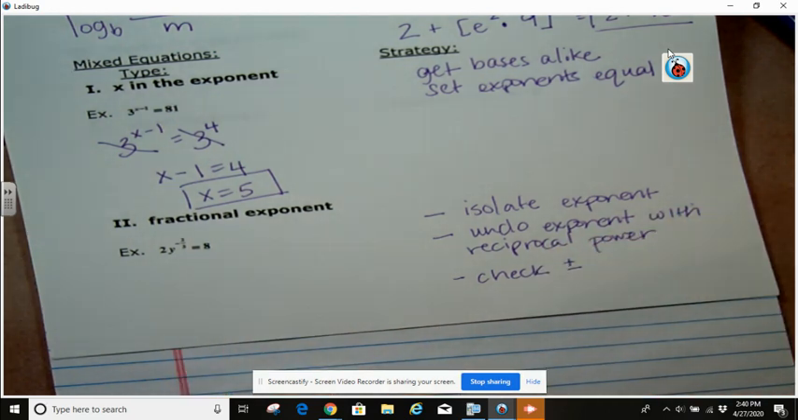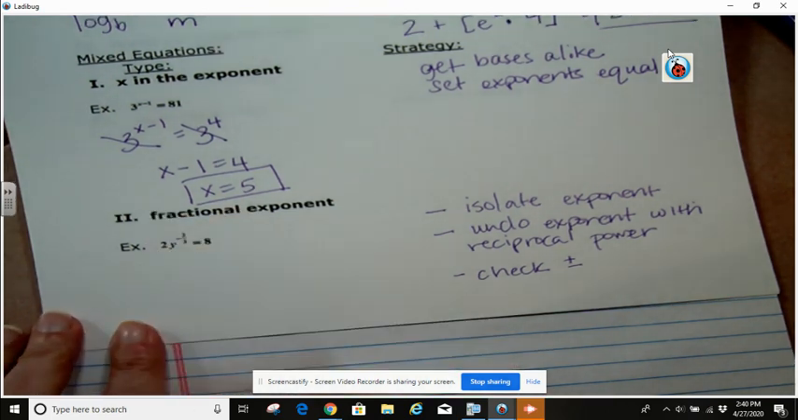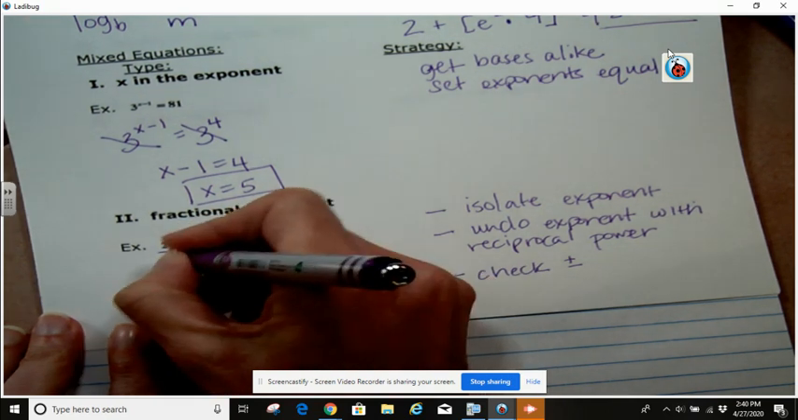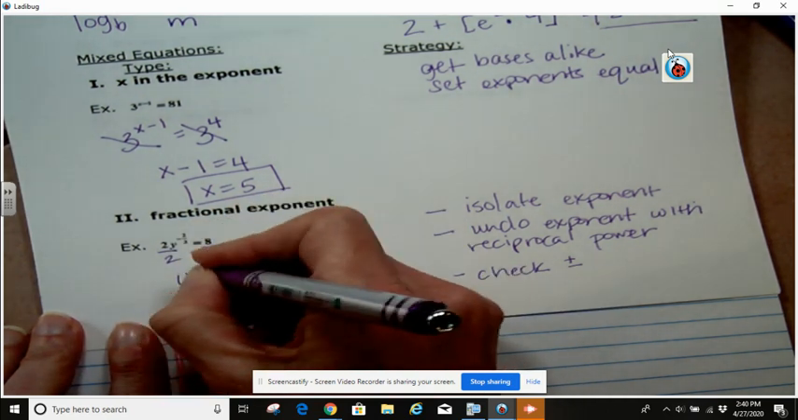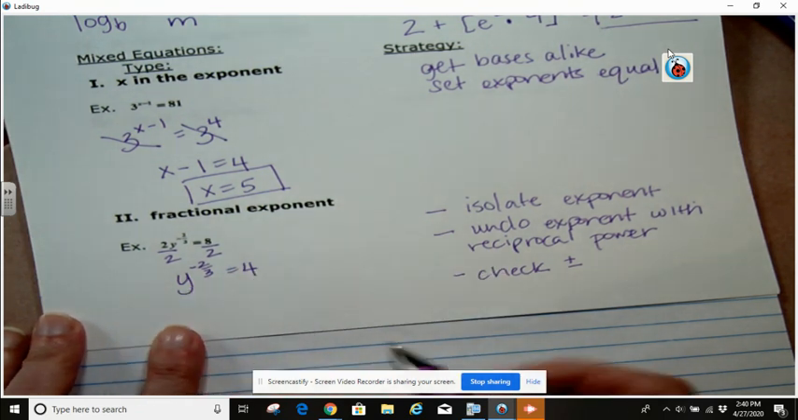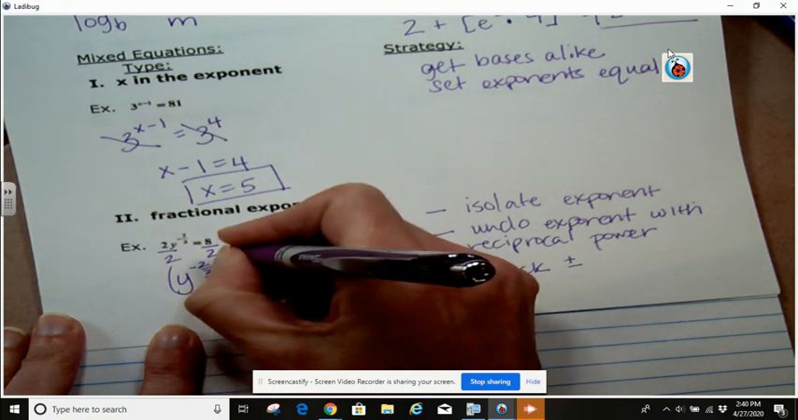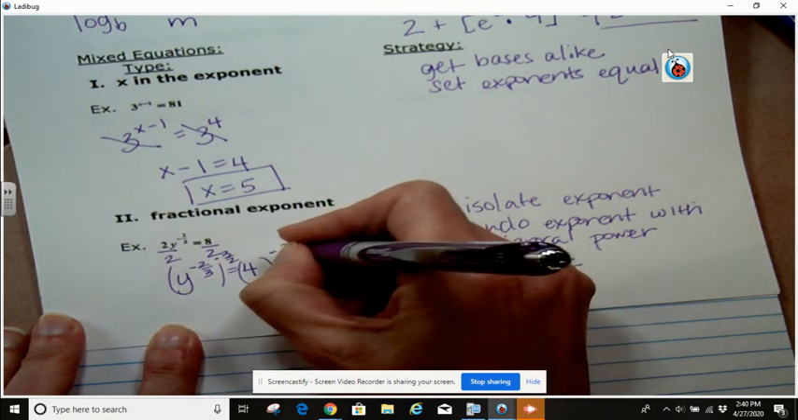Okay, the rule for using plus or minus is if the reciprocal power has an even denominator. Otherwise, you don't need it. Okay, so first step, isolate the exponent. So we need to divide by 2 first. So now y to the negative 2/3 equals 4. Now the exponent's isolated, then I can raise both sides to the reciprocal power, which is negative 3/2.